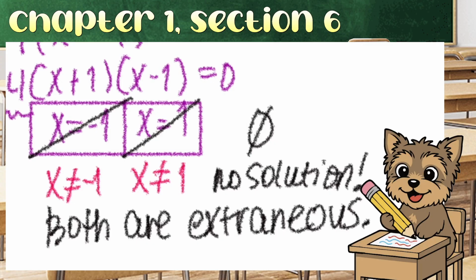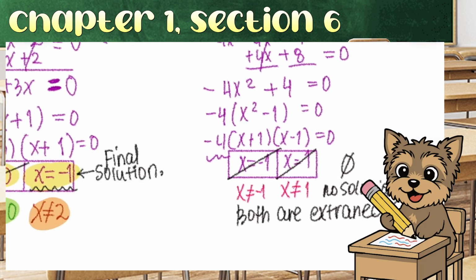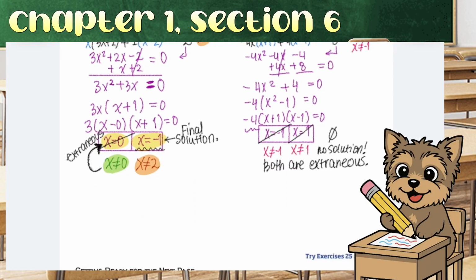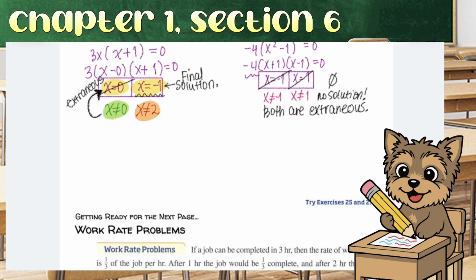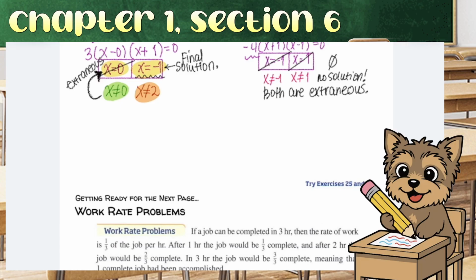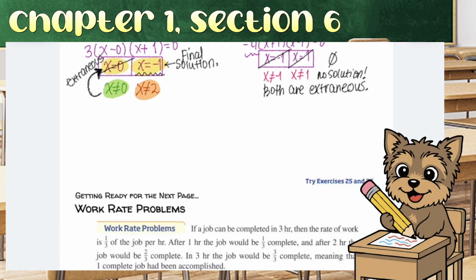And that's it. That's the end of example 2B, chapter 1, section 6. And we will be moving forward with some work rate problems, something more interesting than what we saw in the last unit. So hopefully you enjoy. I will see you there.